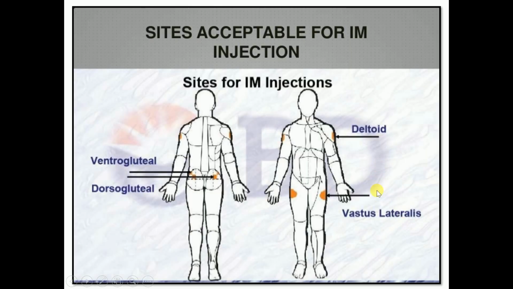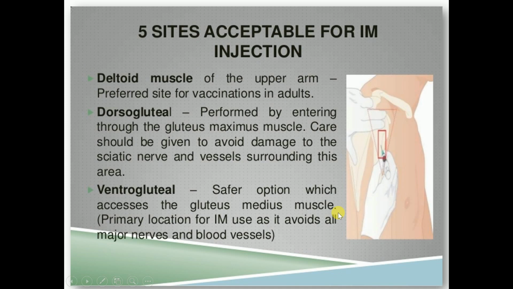Preferred site for the intramuscular injection. This diagram shows the dorsogluteal as well as ventrogluteal region, deltoid region, and vastus lateralis. Vastus lateralis is a preferred site in case of children for vaccination purposes. There are 5 sites acceptable for the intramuscular injection.